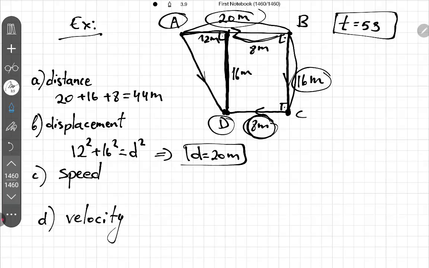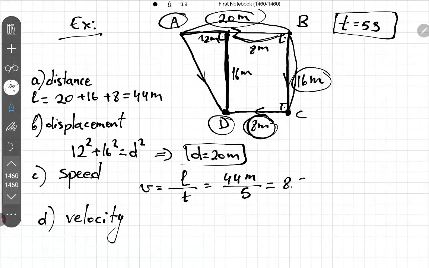And coming to the speed, what was speed? Speed was equal to the distance divided by time. We already calculated distance. The L equals 44 meters divided by 5. So it is 8.8 meters second to the power of minus 1.